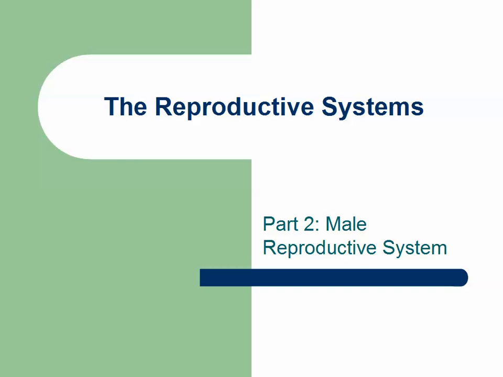Welcome to part 2 of our reproductive systems lecture. We're going to talk about the structures and a little bit about the functions of the male reproductive system. This is going to match page 546 to 549 in your textbook.